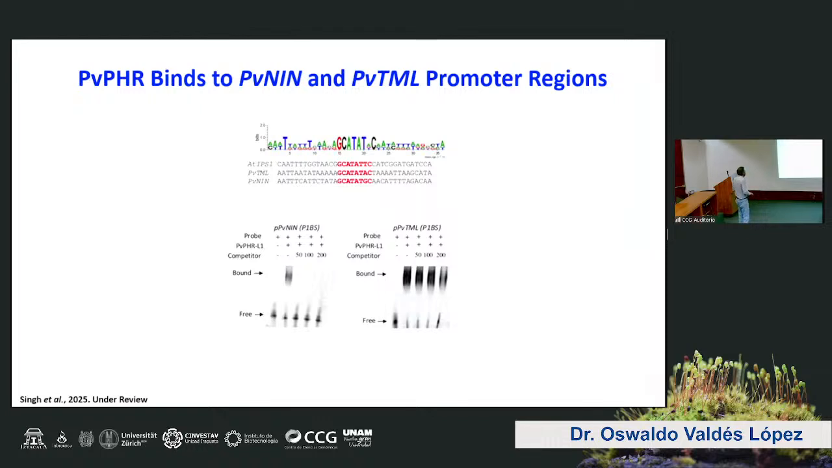So what we did was an EMSA assay, and basically what we observed is that PHR binds to the promoter region of NIN. So this is another piece of evidence suggesting that PHR may have a role in controlling the expression of these two symbiotic genes.